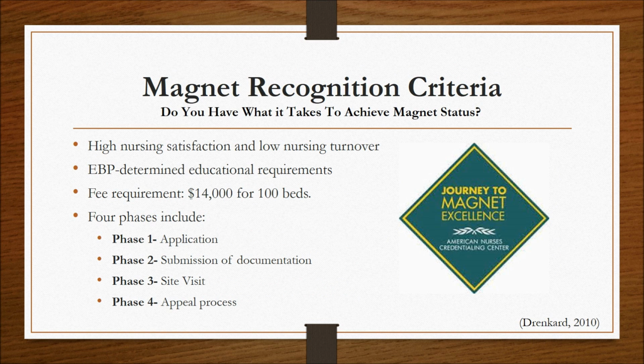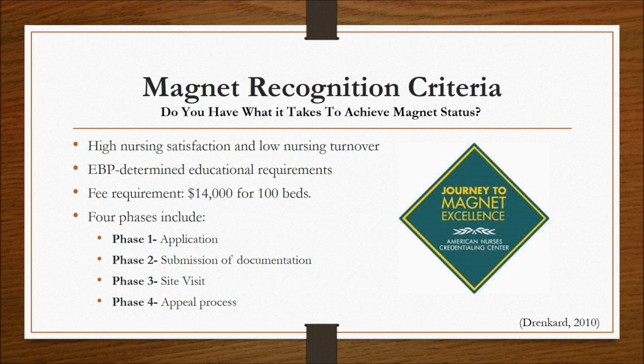Do you have what it takes to achieve magnet status? There are many organizations striving to achieve this, but there are certain criteria you must meet before this status can be obtained. To begin with, high satisfaction and low turnover rates for nurses in the hospital is a must. 75% of nurses also must have their bachelor's degree. Generally, the fee requirement is $14,000 for every 100 beds.